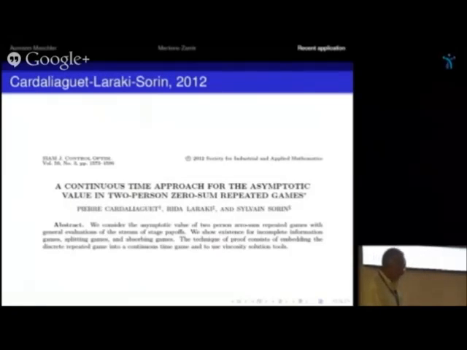Now I'm showing you just the abstract of a very nice paper of Cardaliaguet, Laraki, and Sylvain Sorin. And they do really the bridge, the connection between these two things. And what is needed more here is really this issue of discrete versus continuous.